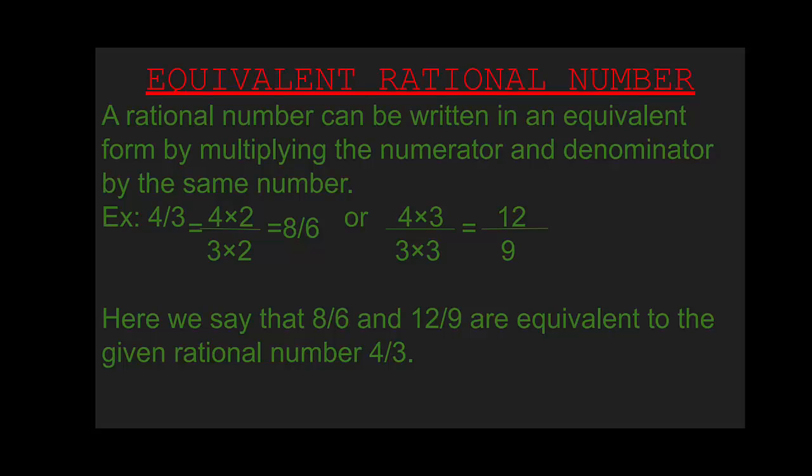So one way to find an equivalent rational number is to multiply the given rational number with the same number on both the numerator and the denominator. So this is the way to find equivalent rational numbers.